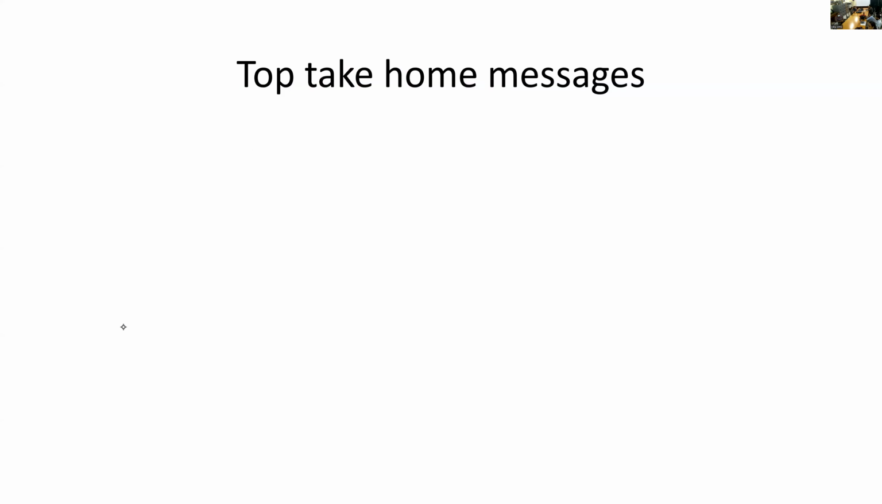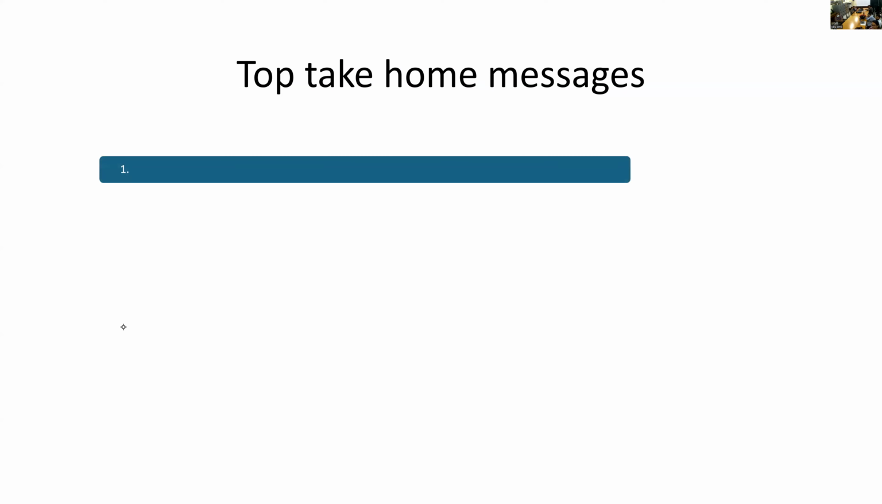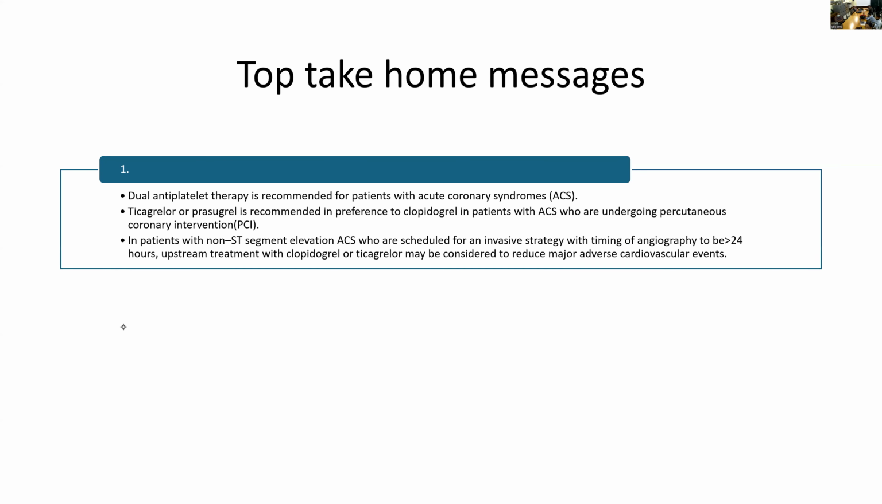So now that I have appraised this, I also thought it is my duty to tell you what is there in the guideline, not just say that they have not done what they're supposed to do. So for the benefit of the house, I will take you through the top 9 take-home messages. The first thing is with regards to DAPT. It is recommended for patients with ACS. Ticagrelor or prasugrel is recommended in preference to clopidogrel for those undergoing PCI. That would answer our first question.